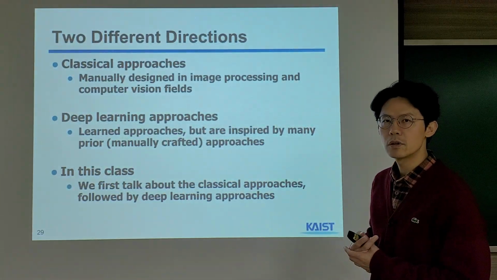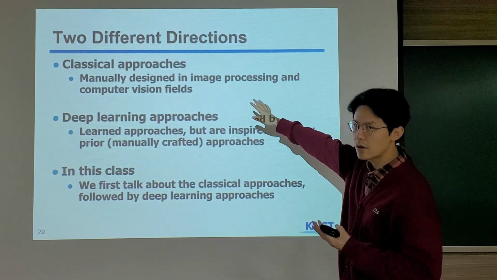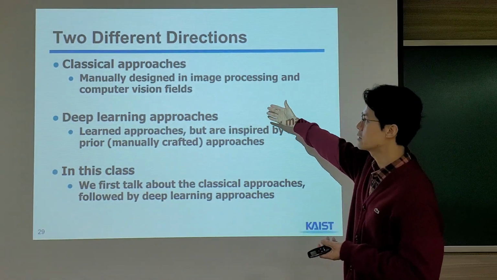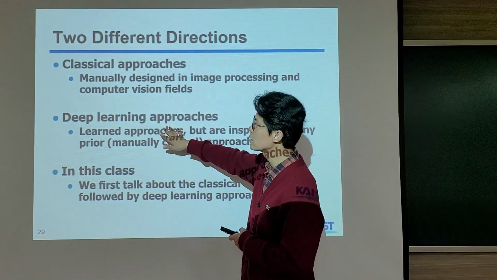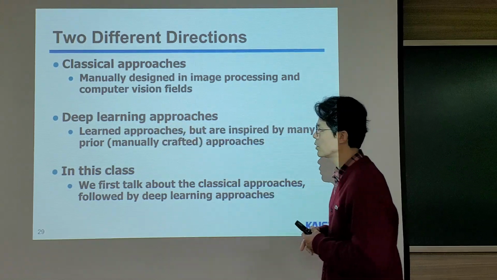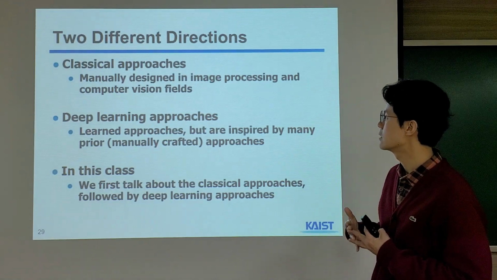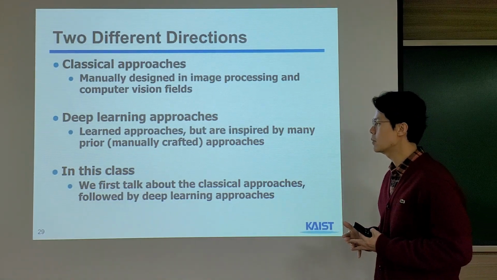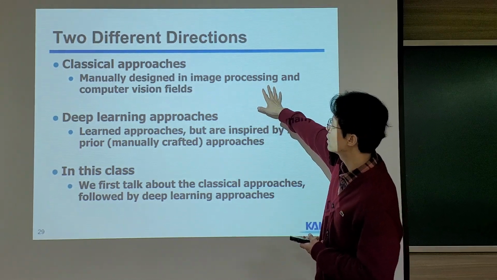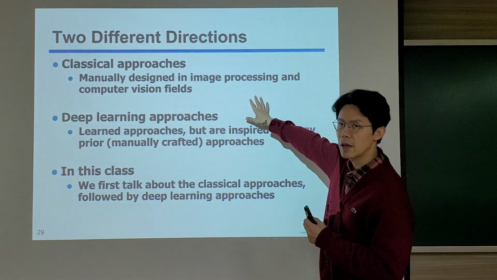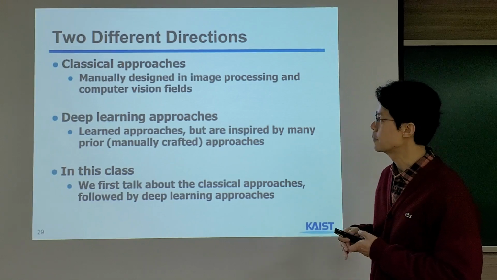This kind of problem has been studied a lot. There are lots of techniques along this classical approach, and again, they are manually designed in the image processing or computer vision field. But as you know, recently we are also using more of the deep learning approach, which is automatically constructed through data. In this class, we first talk about the classical approach, and then we will move on to the deep learning approach. Even though the classical approach is kind of out of date, by looking at it we can get some intuition.